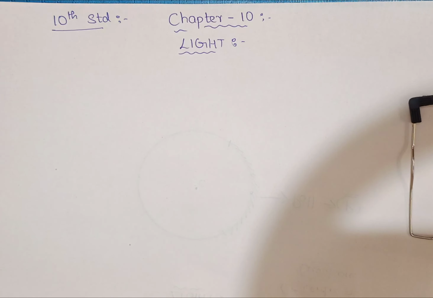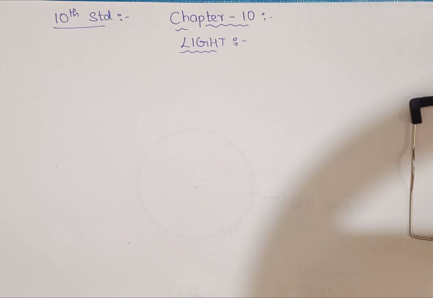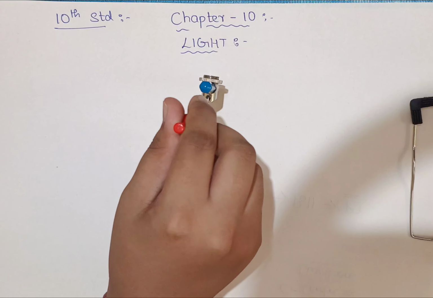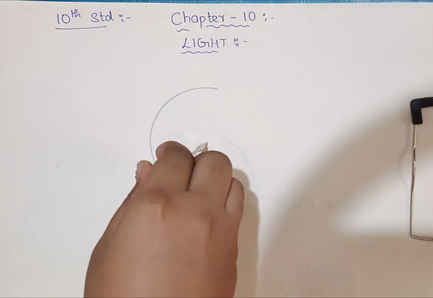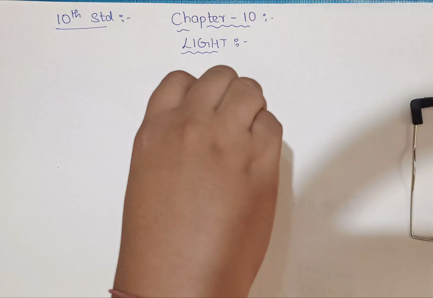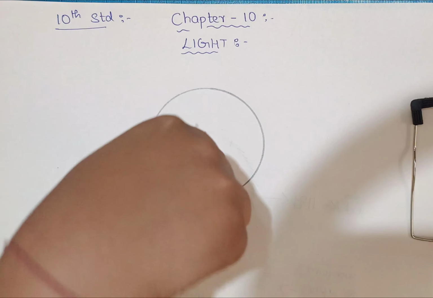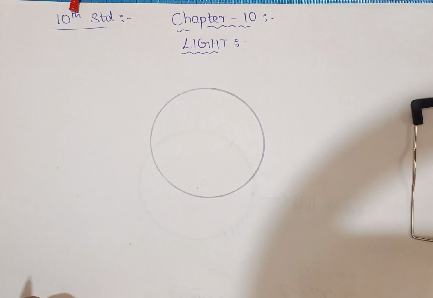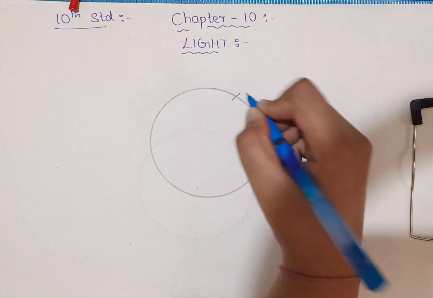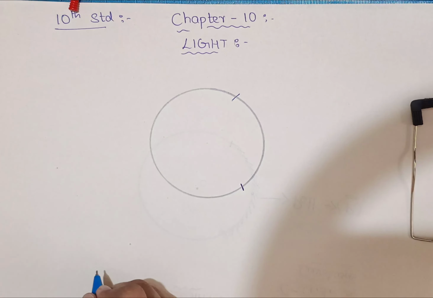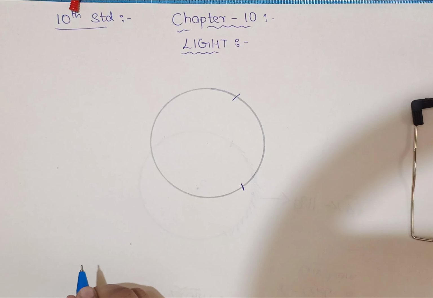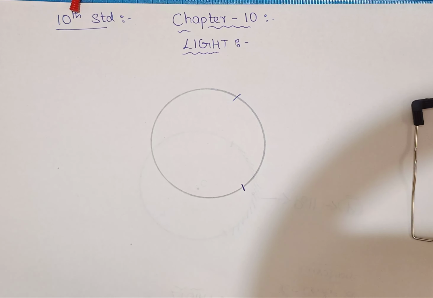Let's start. In this light chapter, we have some important topics. For that, we shall draw a sphere. So this is called an imaginary sphere. Now in this sphere, we shall cut this sphere into two pieces. So now this is called a mirror. When we cut our imaginary sphere into two pieces, it will become a mirror in this light topic.